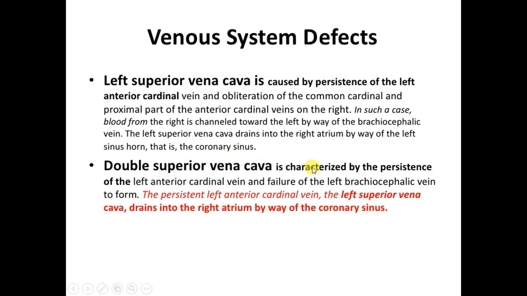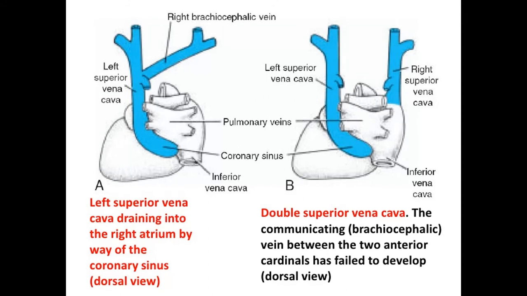Double superior vena cava may persist. There is persistence of the anterior cardinal vein and failure of left brachiocephalic vein formation. That will give rise to two superior vena cava. The right one will drain separately into the right atrium, and the left one through the coronary sinus will drain into the right atrium. Double.